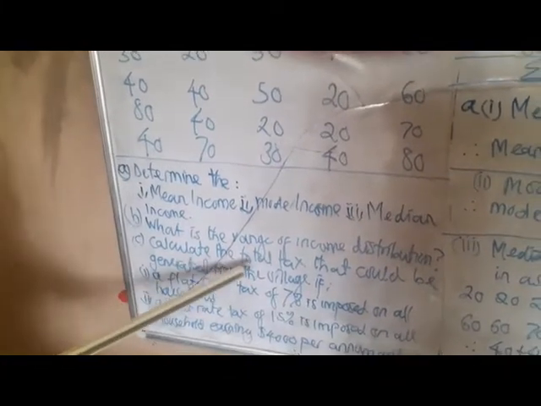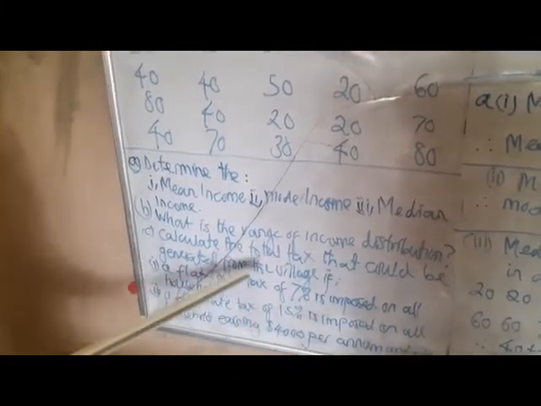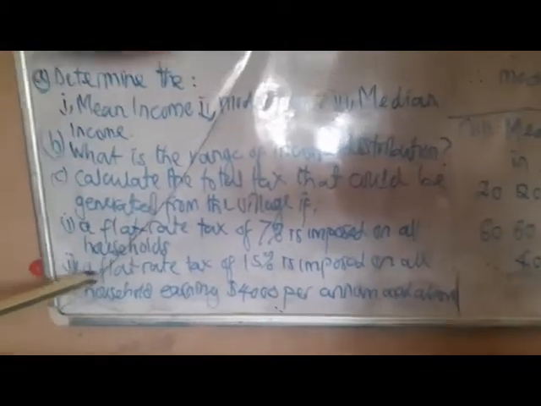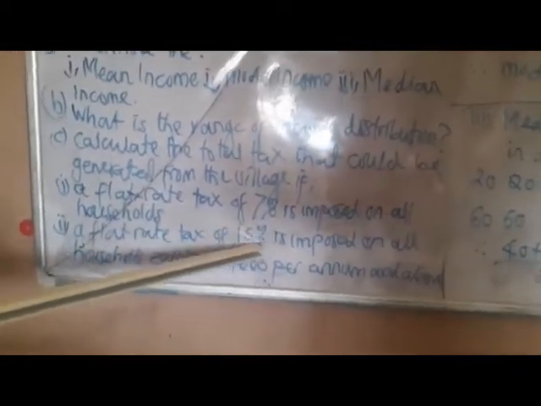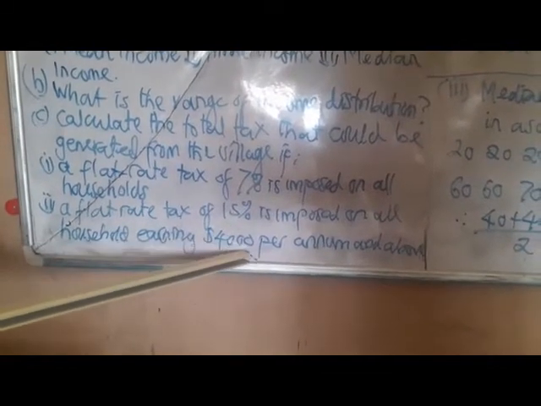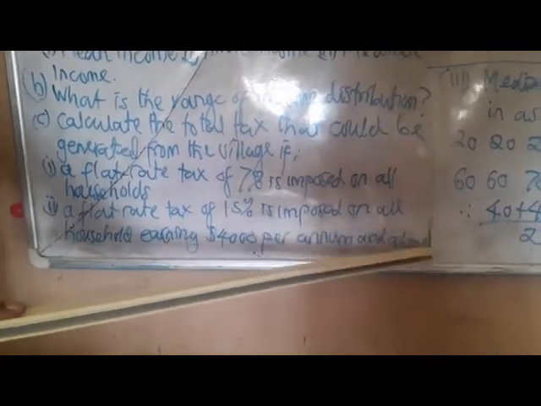C, calculate the total tax that will be generated from the village if 1, a flat rate tax of 7% is imposed on all households. Then 2, a flat rate tax of 15% is imposed on all households earning 4,000 per annum and above.